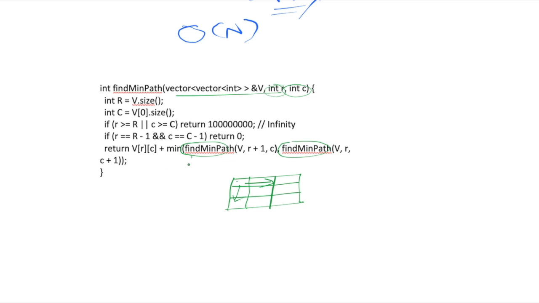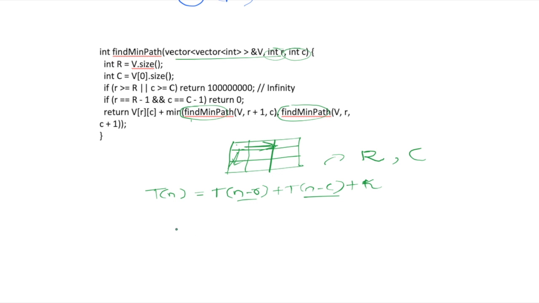So if you take this, they are making two calls, one is R plus one, which is down, and another is to the right, like this. So again, from every point they are making two calls. So we can again form a recursive equation, which is T of n equal to T of n minus R plus T of n minus C plus some k.